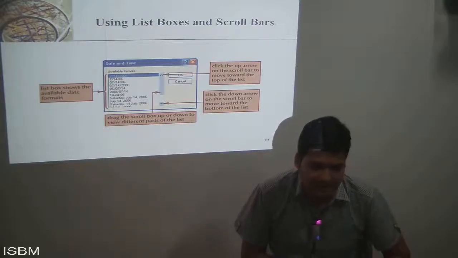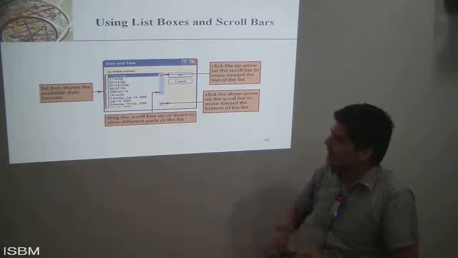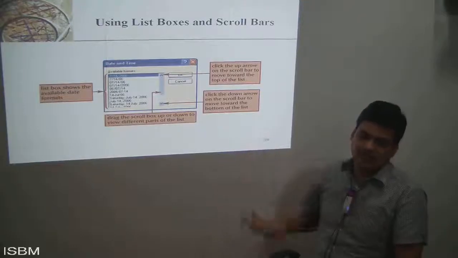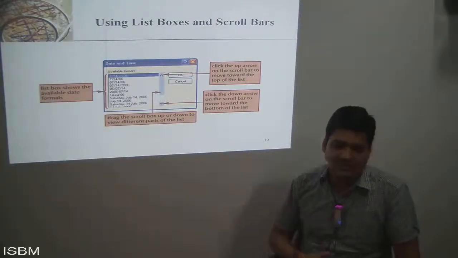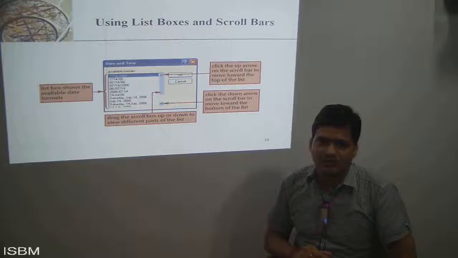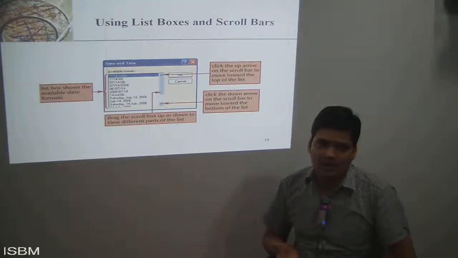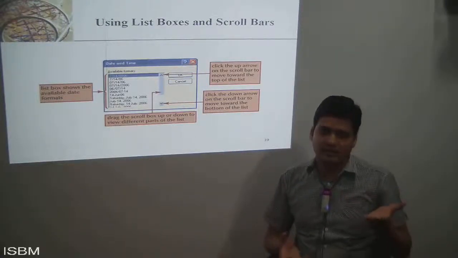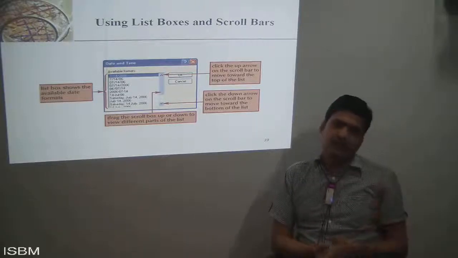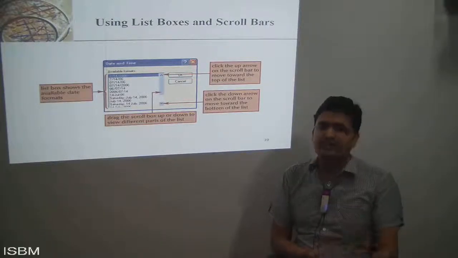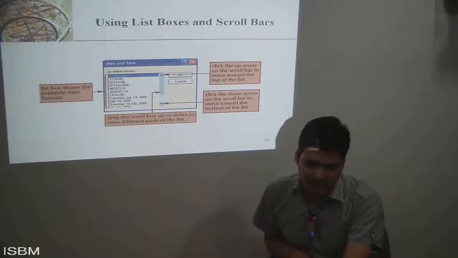This is the date and time. Date and time comes on the right hand side of your system. You can easily change the date and time, you can set it, because initially when you start Windows it might not be set according to today's date and time. So you can set the date and time.